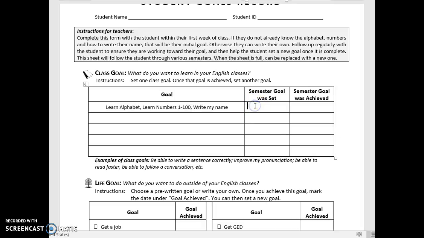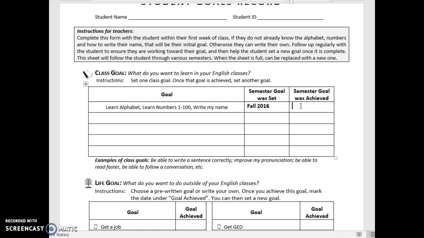Whenever the student comes into your class and you set this goal with them, you're going to write the semester when this was set. So if this student were to come in, for example, in fall 2016, that's what you would write. And then the student will work on that goal until they have accomplished that. It may take them 1 semester, 2 semesters, or even longer. So this form is going to be following them until they achieve that goal. And they don't need to set a new goal for the classroom goal until this one has been achieved.